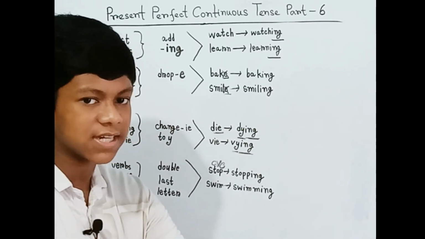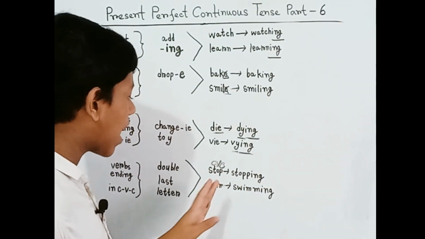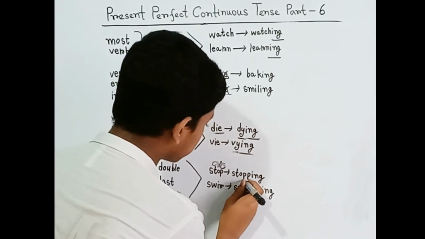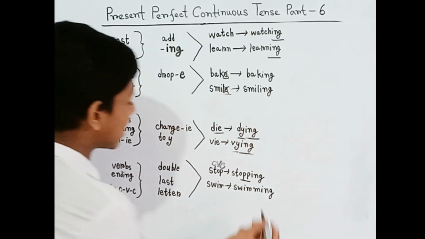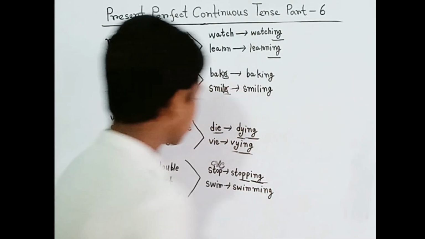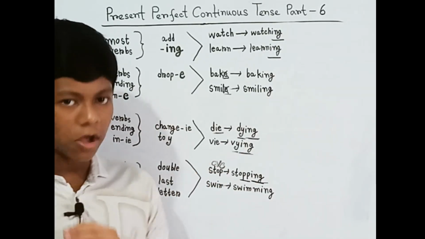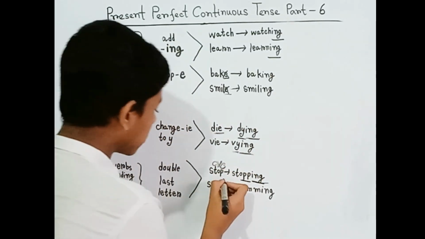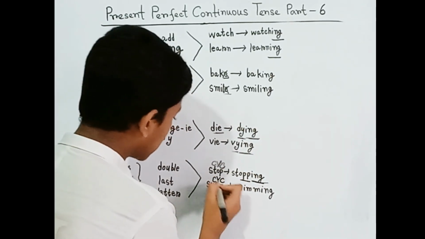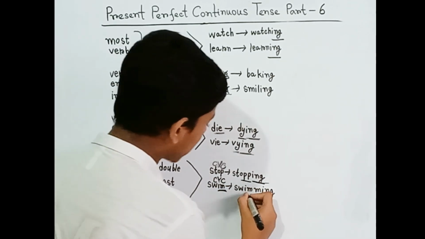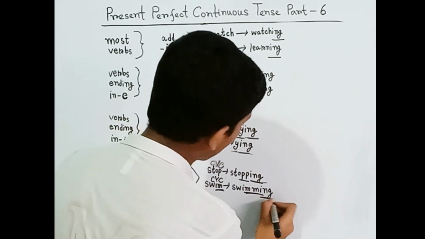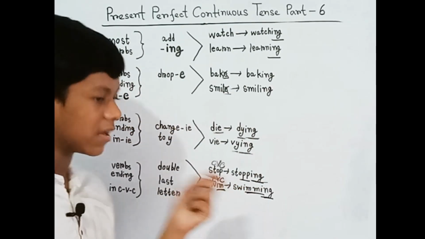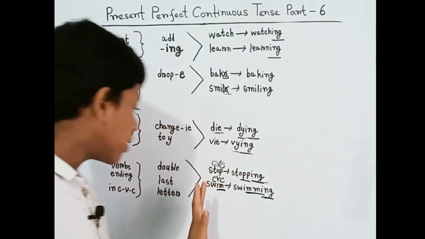Now I will show you practically. See, here our last letter is P, so we have to double the last letter. It becomes doubled here, you can see, and then we have simply added the ing. Stop becomes stopping. Same here with swim: this structure follows the CVC pattern, and our last letter is M, so we have to double the M, and then ing. Stop, stopping; swim, swimming.